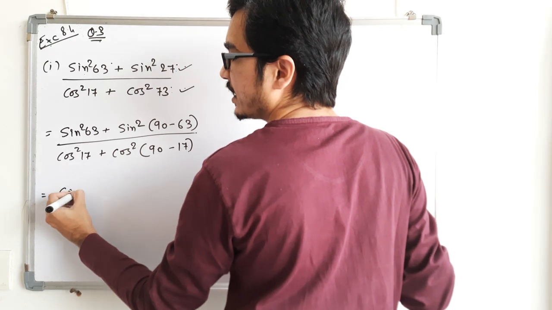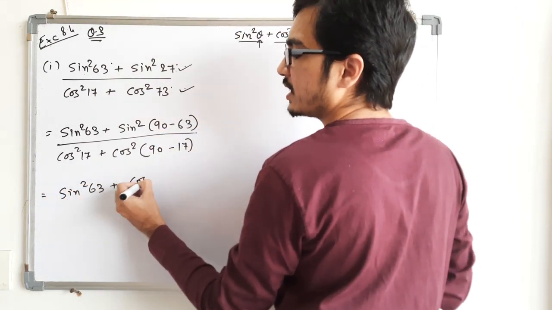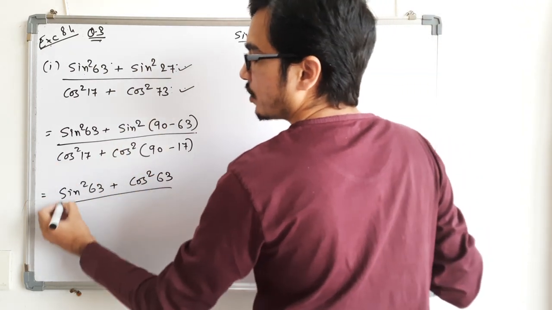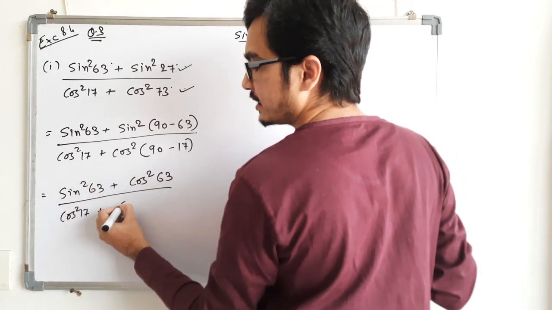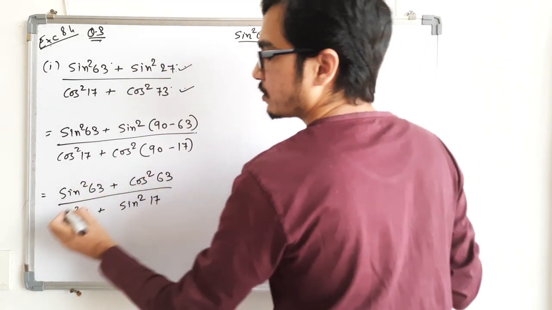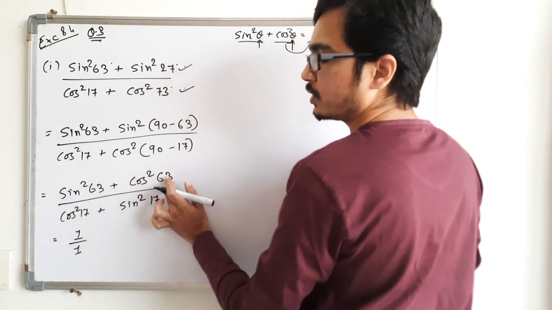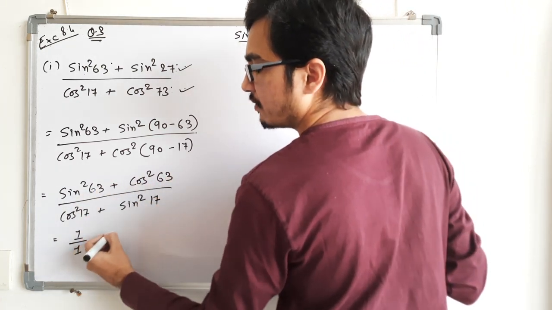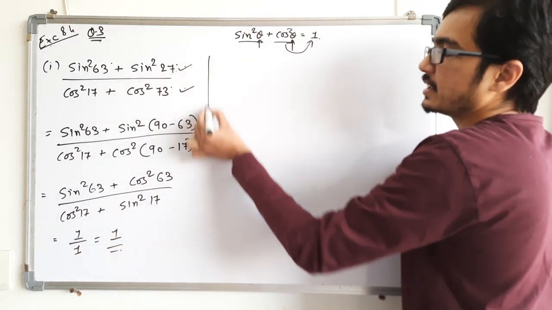Now we know very well that sine of 90 minus theta is cos theta. So cos square 63, square is there. Then cos of 90 minus theta is sine theta, so sine square 17. Sine square plus cos square is equals to 1. You can observe both theta are equal, 63, 63, 17, 17. 1 upon 1, that is 1. So this will be the final answer.